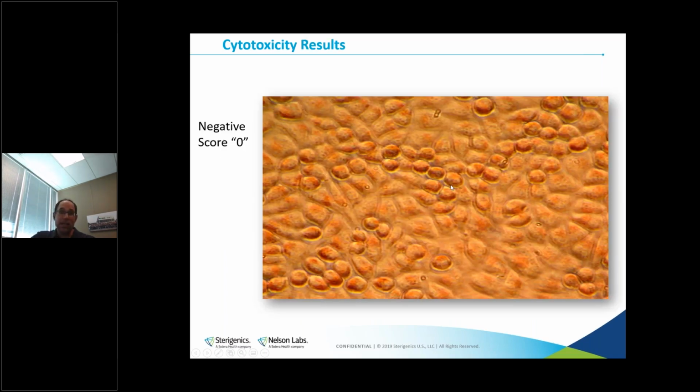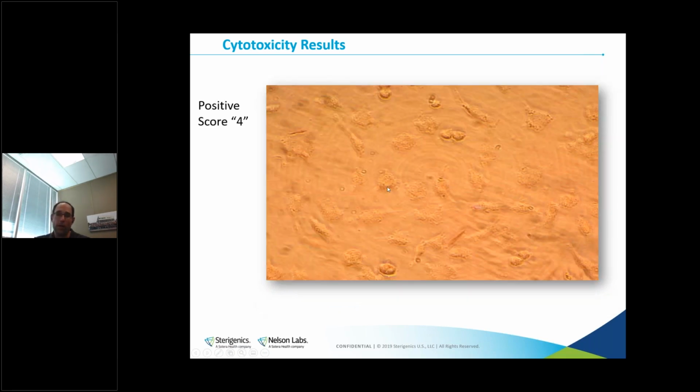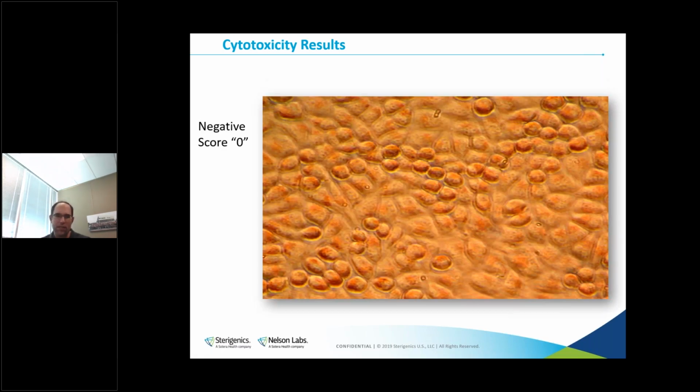These are what the cells look like. So this is a 0. This is a healthy, happy cell line. You can see a mosaic pattern on the bottom. They look really nice. This is a 4. And as you can see, I can probably teach everyone on this call how to score a 0 to 4 in an afternoon. That's pretty easy to do.